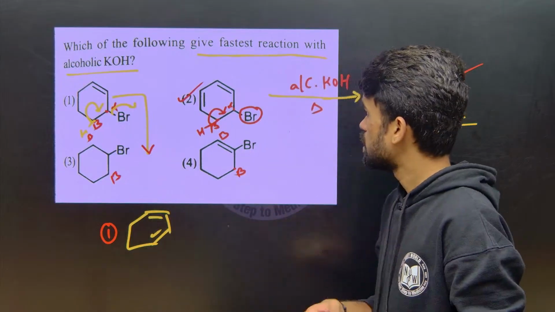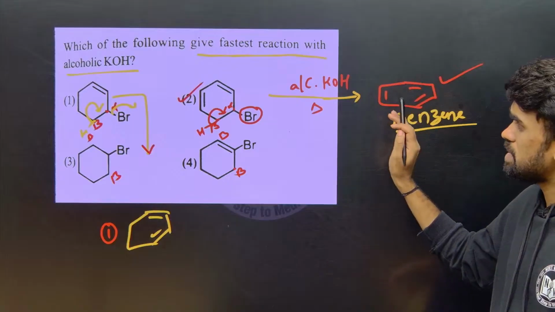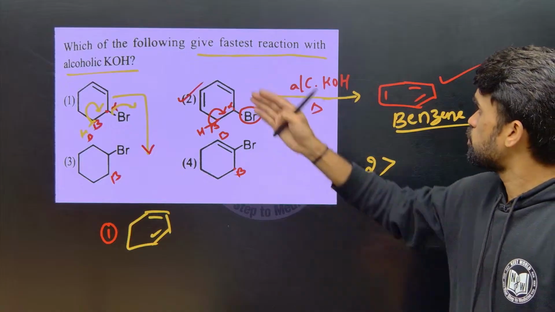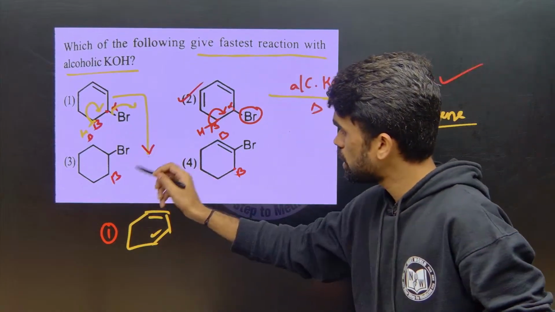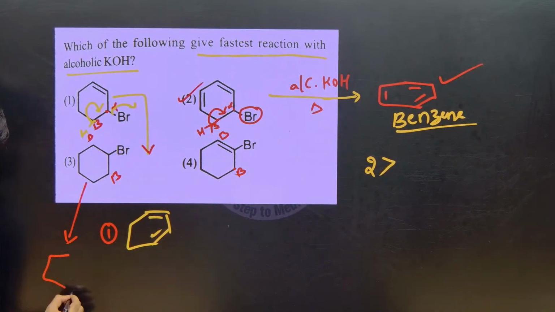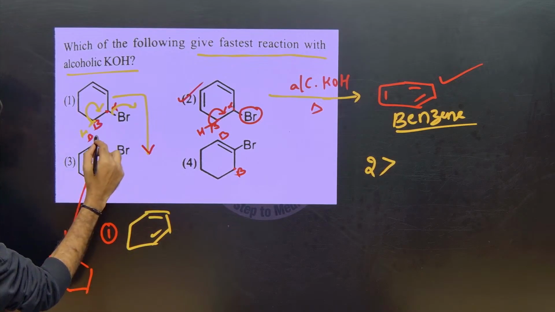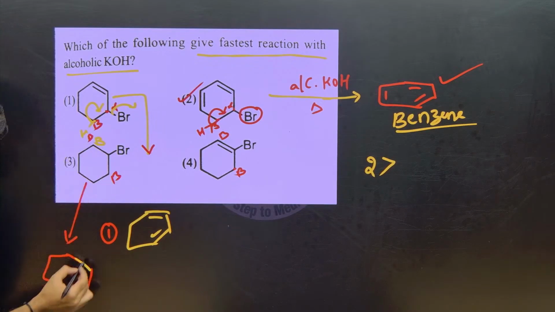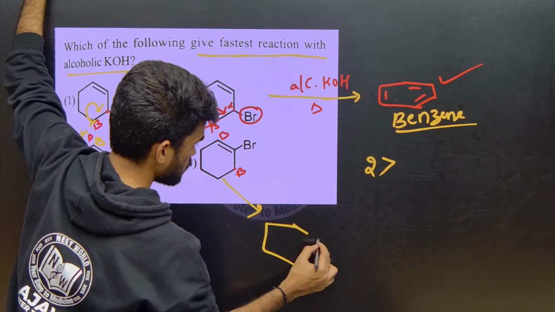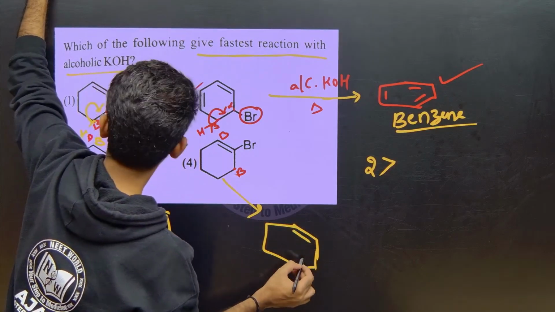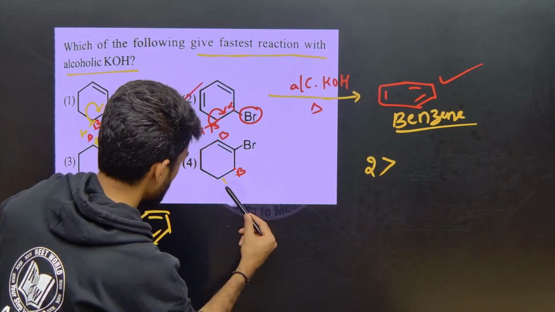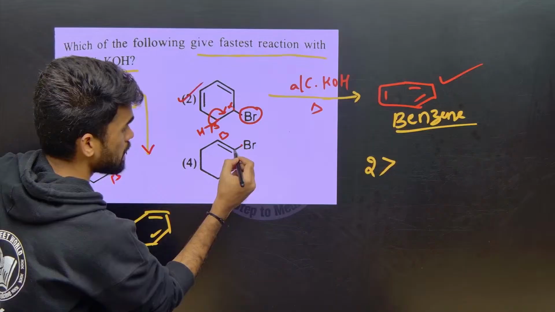How can you arrange them? I told you formation of benzene ring is highly stable, therefore the second option is the fastest reaction, and after this you need to look at the products of the other options. What is the product formed here? These are the beta positions. You can remove one beta hydrogen or proton, you will get a double bond here. So from here you will get something like this. Here if you observe, this bromine is attached to the double bond.